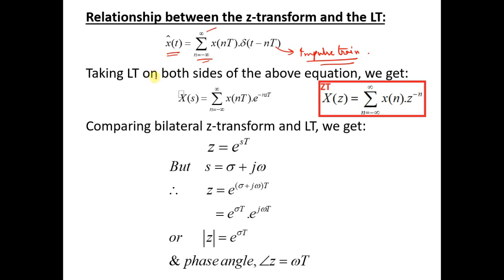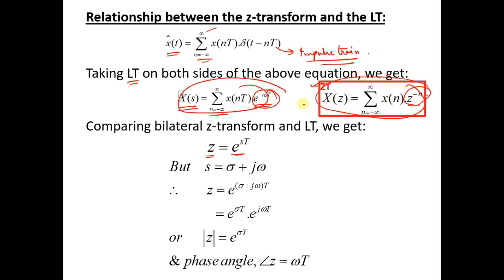Now if we take the Laplace transform on both sides, we get X(s) equal to the summation for n equals minus infinity to infinity of x(nT) multiplied by e to the power minus nsT. On the other hand, in the z transform we have X(z) equals the summation for n equals minus infinity to infinity of x(n) into z to the power minus n. If you compare these two equations, we can easily say that z is equal to e to the power sT.